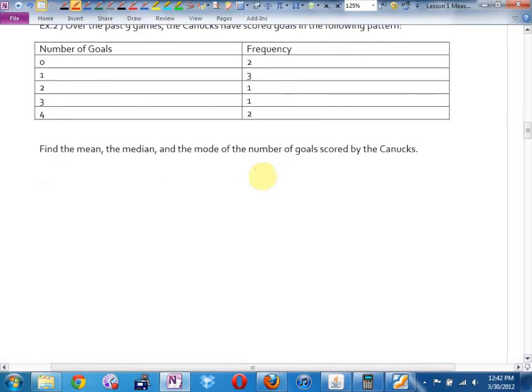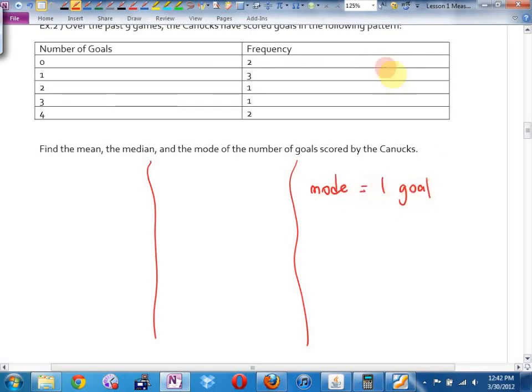Since we're finding 3 things, let's divide this in 3. The easiest is the mode. Which one happened the most often? We call this a frequency chart, and they're fairly easy to read for certain things. Mode, biggest, the one that has the biggest frequency.